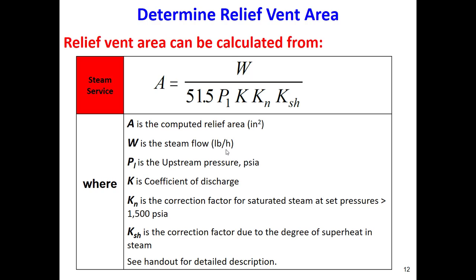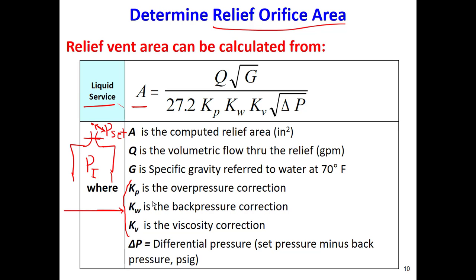Then for the steam systems, steam services, we will use this equation. Again, W is the flow rate, P1 is the pressure, K, Kn, Kc, Kch, Ksh. Those are some factors that will be given to you most of the time. As you see, most of them are very simple equations. You just need a few parameters to put there and find the diameter of the orifice or the relieving section.